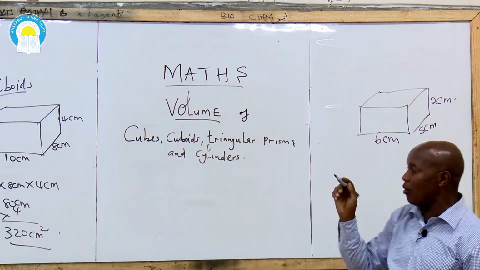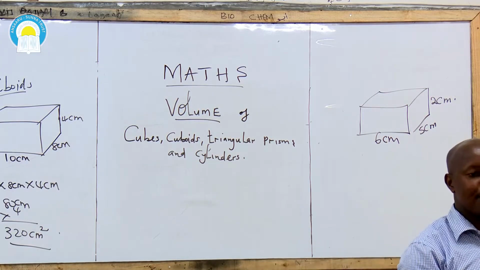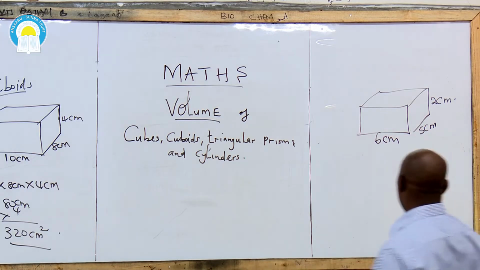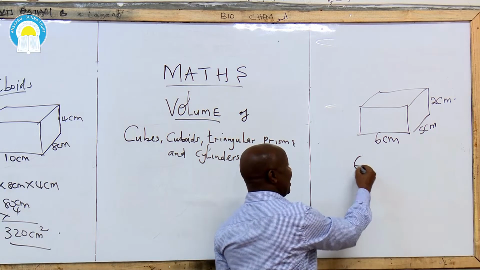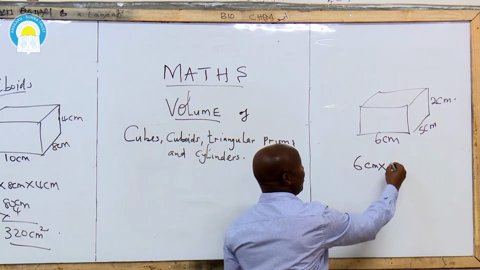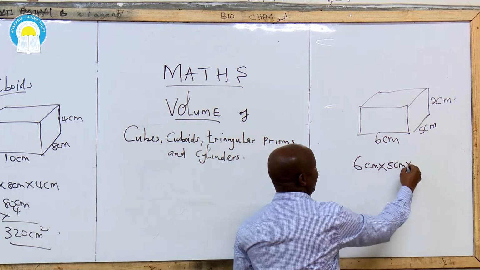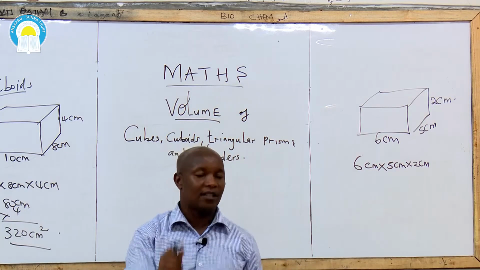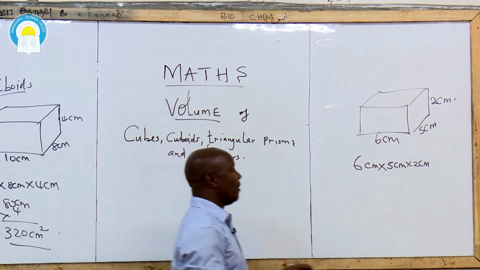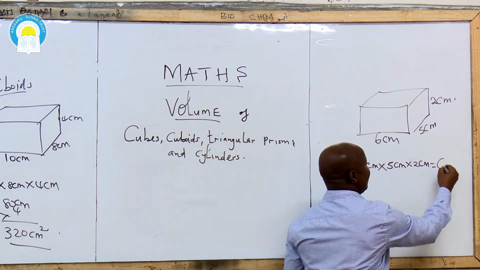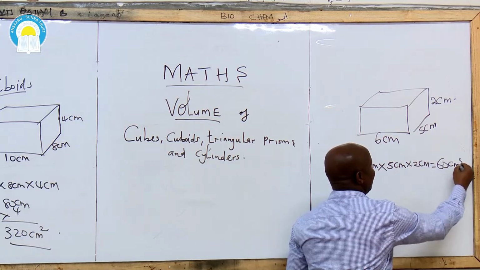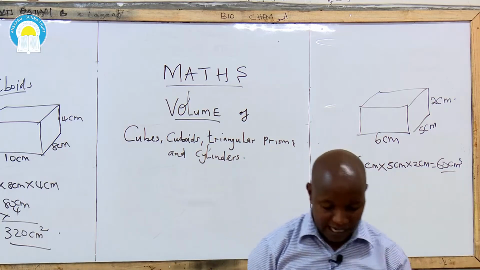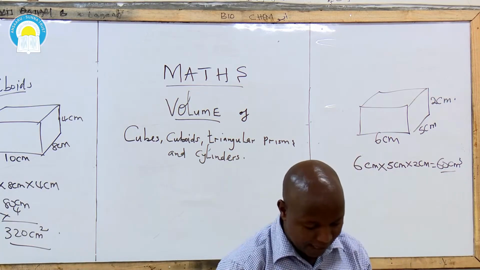Again, we have said the volume of a cuboid is length multiplied by width multiplied by height. So in our case here, we have 6 centimeters multiplied by 5 centimeters, then multiplied by 2 centimeters. 6 multiplied by 5 is 30. Then 30 multiplied by 2, our answer becomes 60 cubic centimeters. I believe I'm through with the cuboids. Length times width times height.